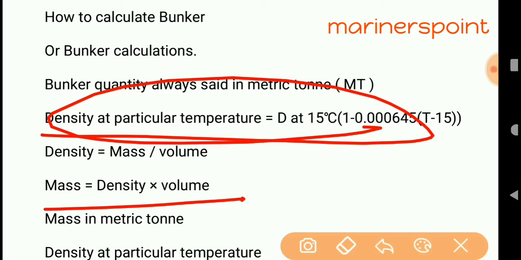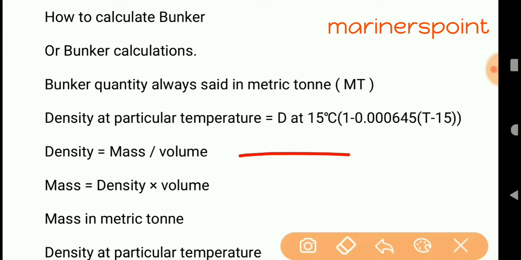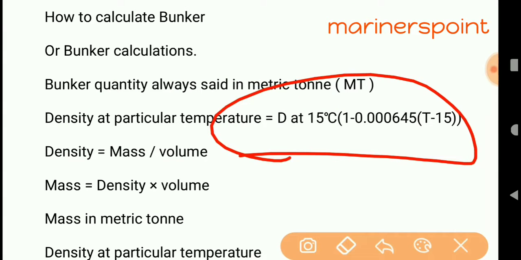During bunkering or generally, density at 15 degrees Celsius is known. Density is known at 15 degrees Celsius, and your ship is in India. Here generally the temperature is 35 to 40. So density will change. During calculation of bunker, you need density at 30 or whatever the temperature. So density at a particular temperature is equal to density at 15 degrees Celsius times a correction. You can see the formula. You should remember this formula, because you need it.